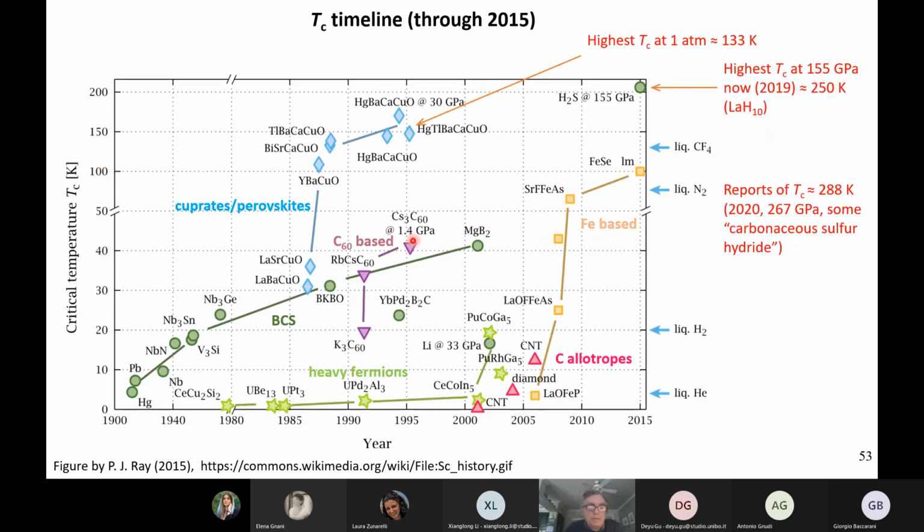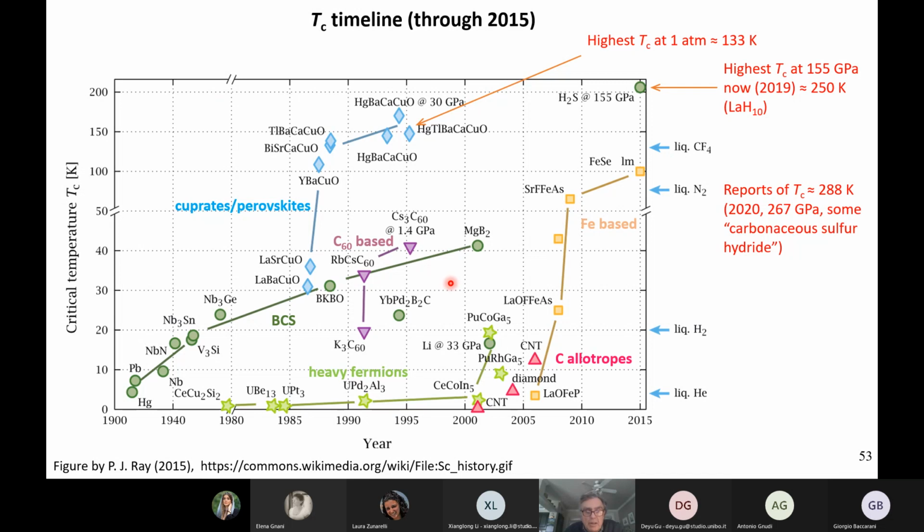Where do we stand now? BCS, they're labeled somewhere. Oh, here it is. These are the BCS theory materials. You see that we go from a few degrees. Actually, there are some magnesium boride, for example, that can have transition temperatures which approach 40 degrees. Notice the break in the temperature axis: I jump from 49 to 100 here. So these are the conventional BCS materials.